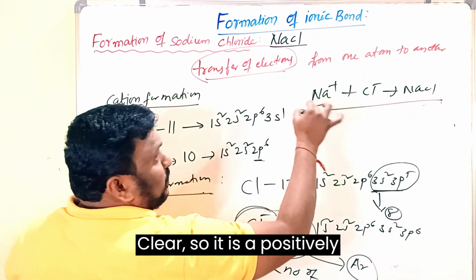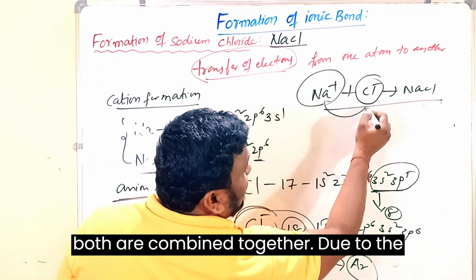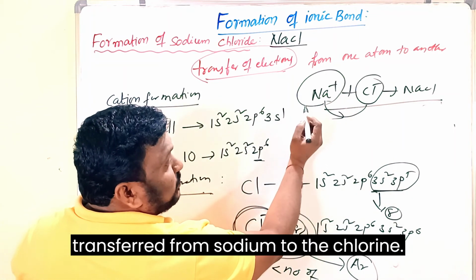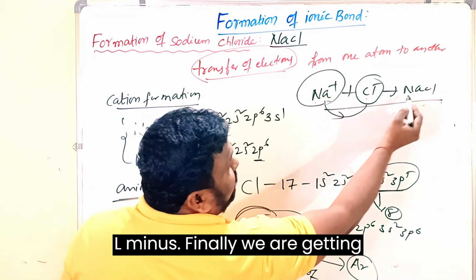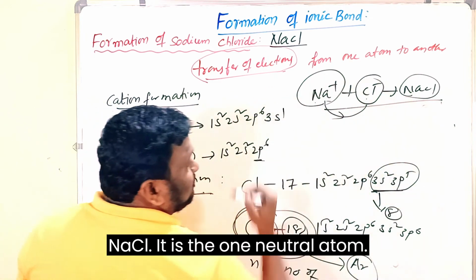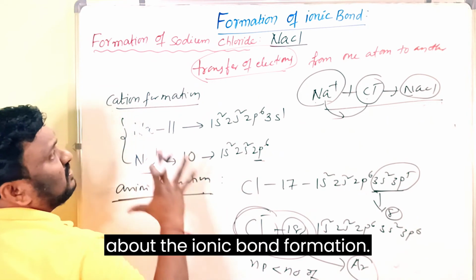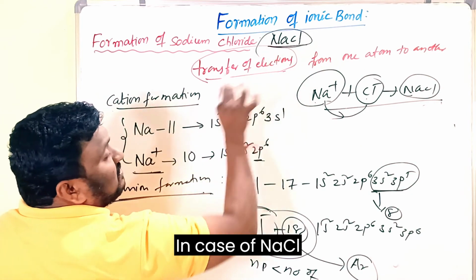Clear? So it is the positive cation and this is the anion. Again both are combined together due to the electrostatic force. Electron is transferred from sodium to the chlorine, then it becomes Na plus and Cl minus. Finally what are we getting? NaCl. It is one neutral compound. So children, this is simply about the ionic bond formation in case of NaCl.